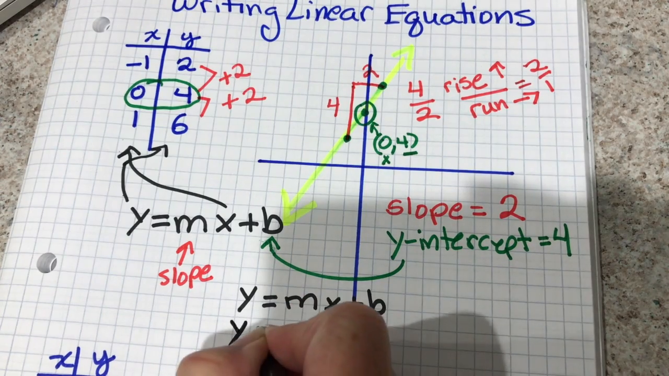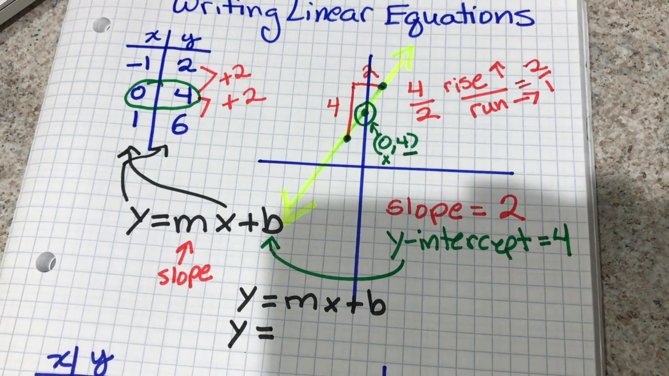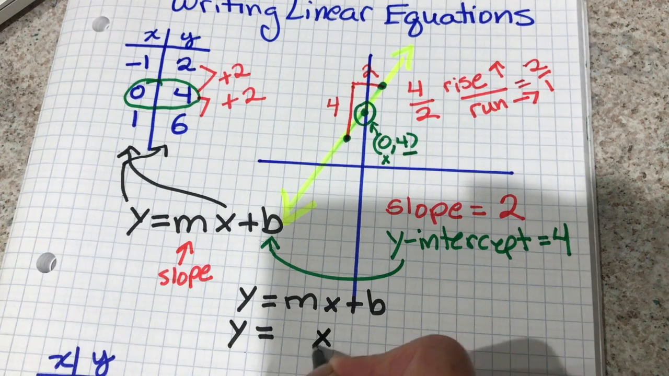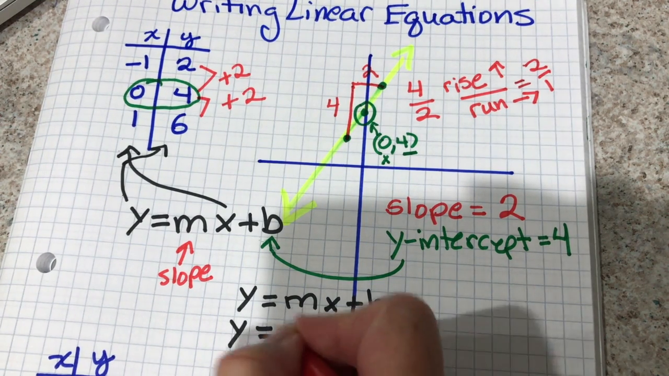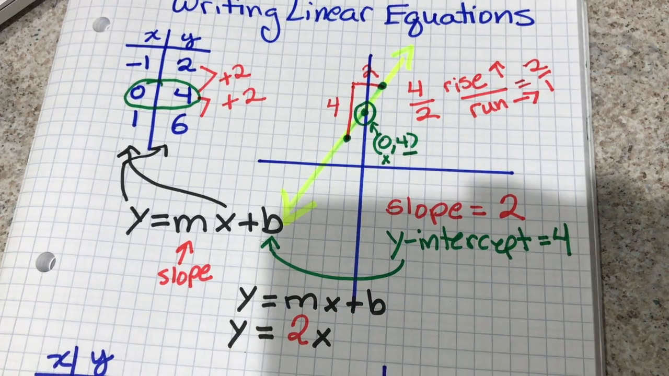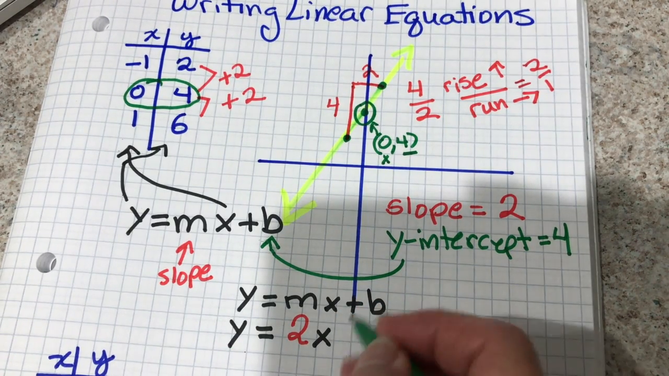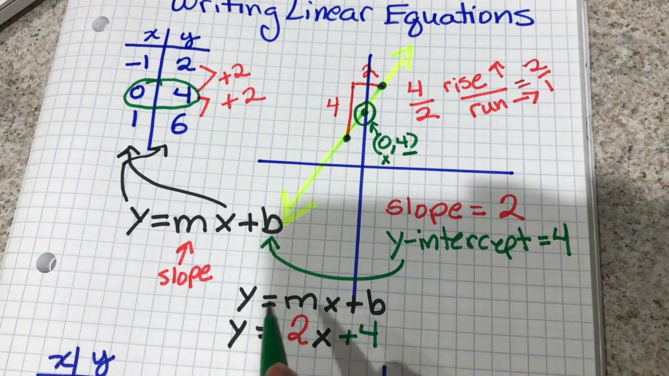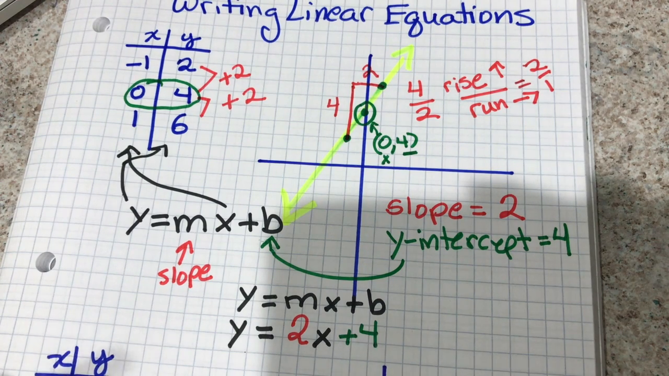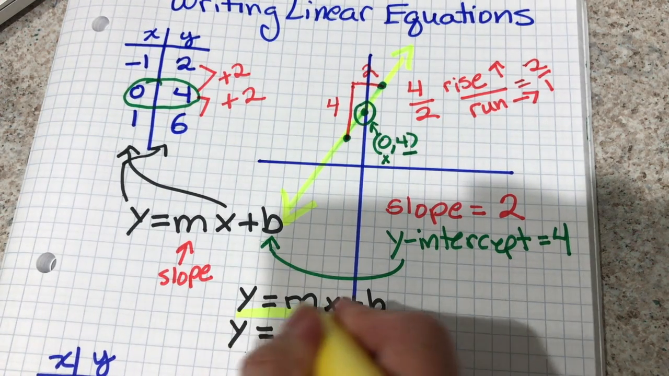So now I'm going to rewrite it. Y and x are going to stay the same because they come from the table. The slope for this line is 2, and the y-intercept is +4. So this equation, y equals 2x plus 4, is the equation for this line that we drew.